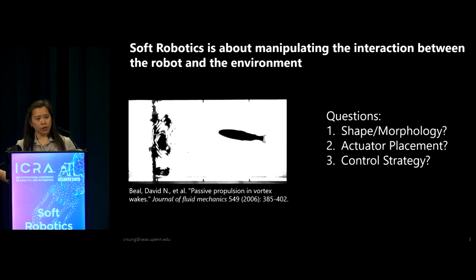So within the context of this system, for example, there are questions such as, what is a good shape or morphology that allows this fish to swim forward? Where are the actuators placed and which ones are actually necessary in order to get this robot to swim effectively? And what is the control strategy it takes once it has those actuators? So we've been interested in exploring these sorts of questions, not on fish, but I'm going to show you a different underwater system that we've been very inspired by instead.